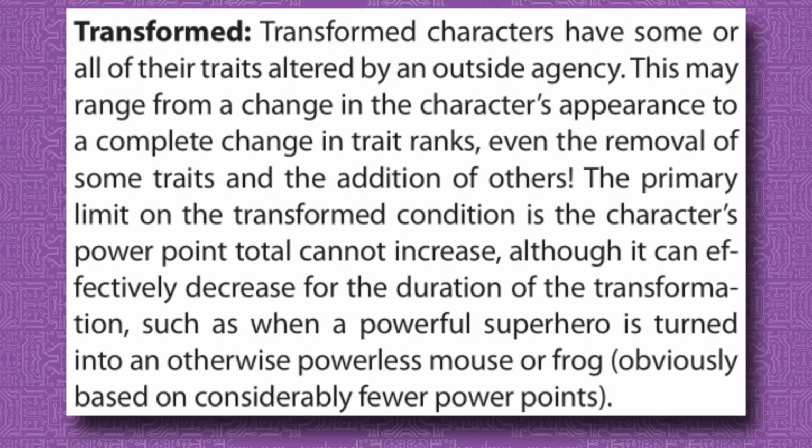Transformed. Transformed characters have some or all of their traits altered by an outside agency. This may range from a change in the character's appearance to a complete change in trait ranks, and even the removal of some traits and the addition of others. The primary limit on the transformed condition is that the character's power point total cannot increase, although it can effectively decrease for the duration of the transformation, such as when a powerful superhero is turned into an otherwise powerless frog or a mouse, obviously based on considerably fewer power points.